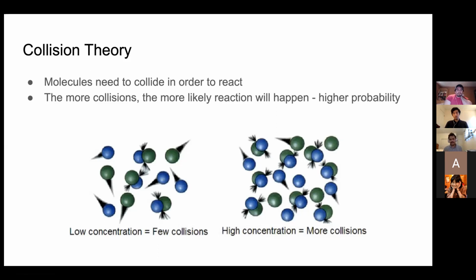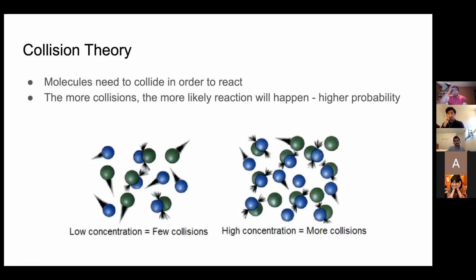You can think of some of the factors that may affect the number of collisions in a system. You could increase the temperature, give the molecules more kinetic energy. You could also, like in this example, increase the number of molecules, the concentration. Those will all work to increase the number of collisions and therefore the reaction rate. And it's all really a probability thing, right? How often am I going to get these molecules to collide and react?